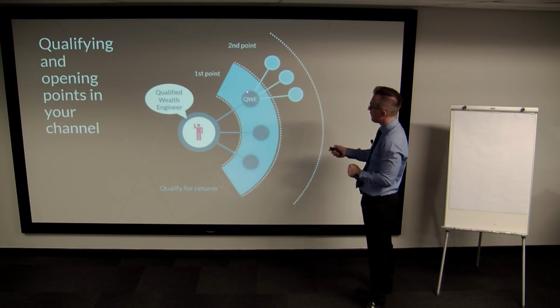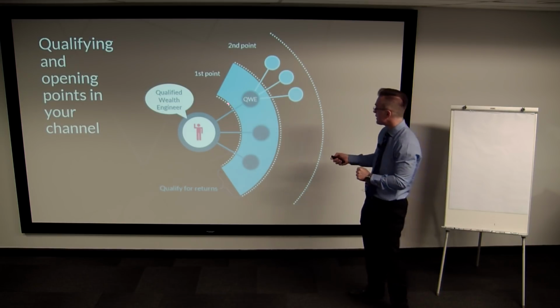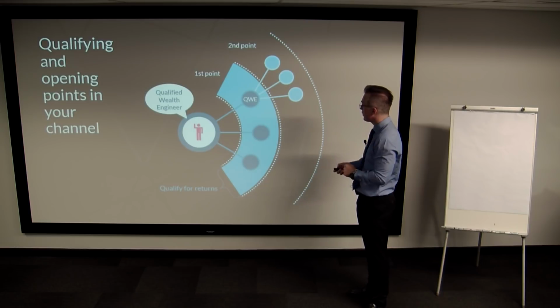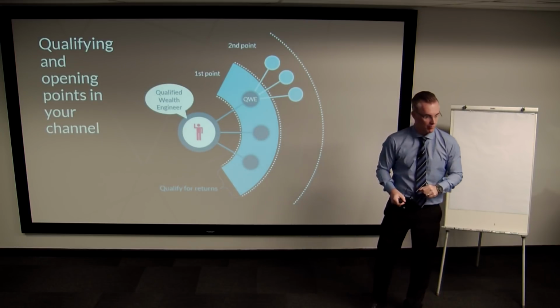We introduce this chap. We tell him, go and find 3 people. He goes and finds 3 people. He pays for his product. They pay for their product. Fantastic. You've got a qualified wealth engineer.